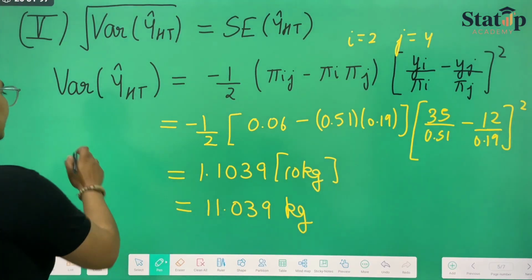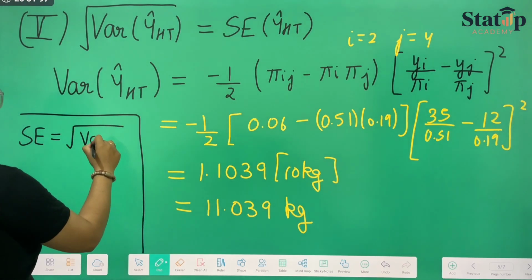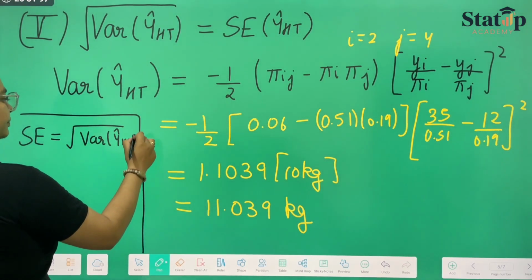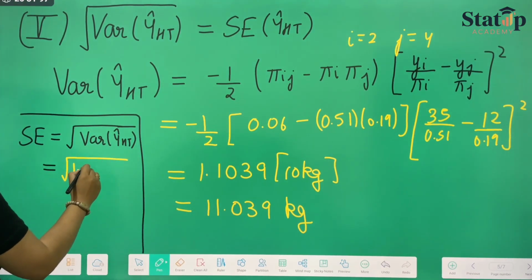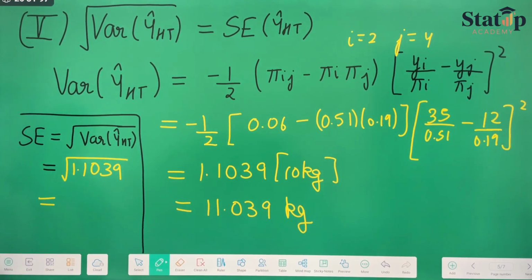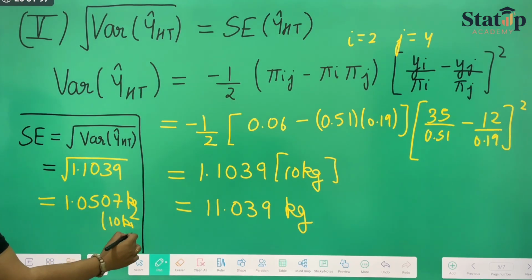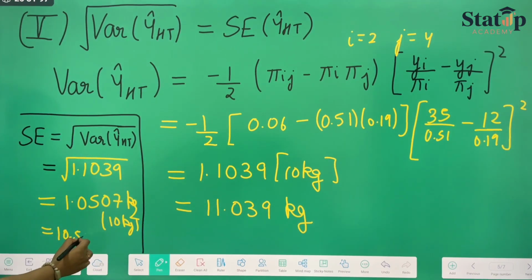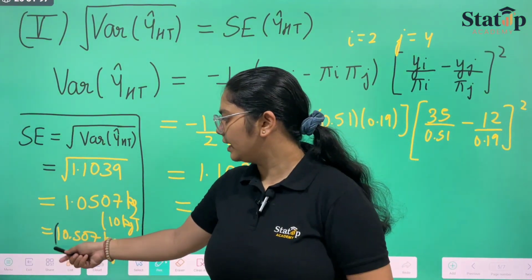Now, in order to calculate our standard error, it will be the square root of the variance of y cap HT, which is the Horvitz-Thompson estimator. It will be the square root of 1.1039, which gives us a final answer of 1.0507 in 10 kgs, or 10.507 kg. You can recheck the answer. These are the calculations that I have done. You can recheck from your calculator. So this is our final answer.